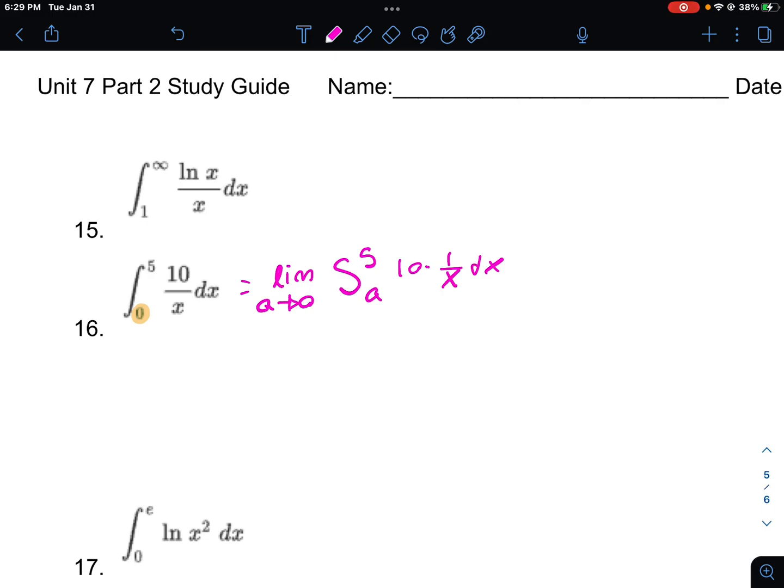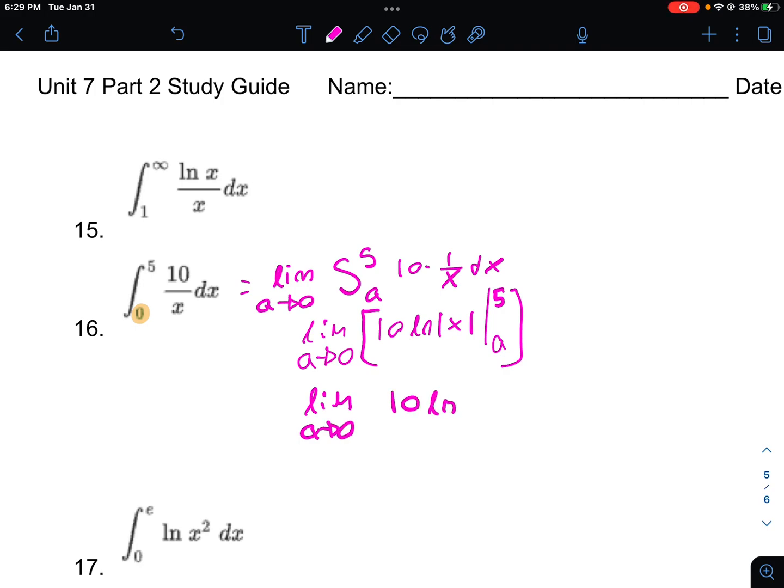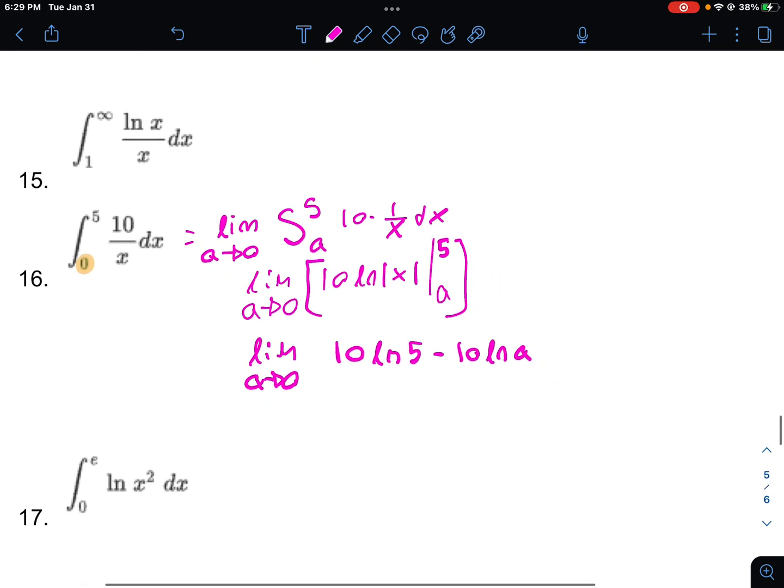When we integrate, we're going to get the limit as a approaches 0 of 10 ln of the absolute value of x evaluated from a to 5. Let's substitute this in and find F of b minus F of a. So we get the limit as a approaches 0 of 10 ln of 5 minus 10 ln of a.